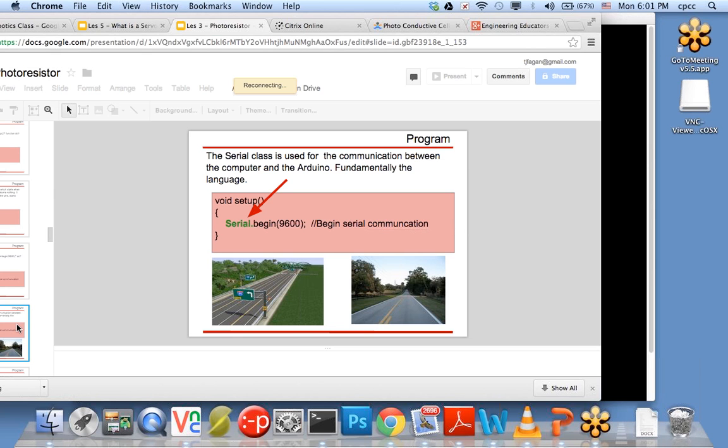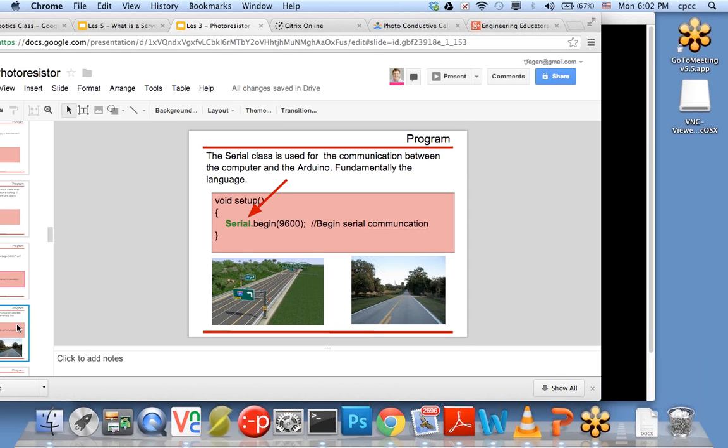So Serial is a class. We will get into a little bit of the difference between classes and objects. It's basically the framework. The Serial class is used for the communication between the computer and the Arduino. It is fundamentally the language. If you think about it, it's like saying, hey, instead of Japanese, I'm speaking English, or Swahili, or Chinese or French. That's saying, hey, I'm going to communicate with you through serial port, through serial communication.